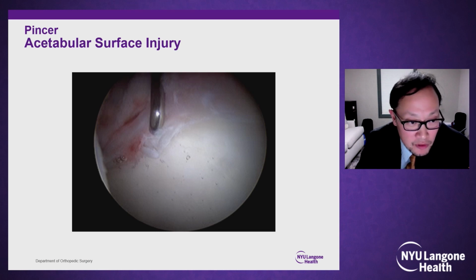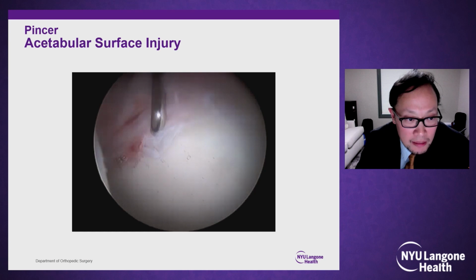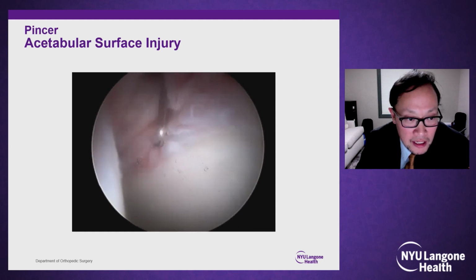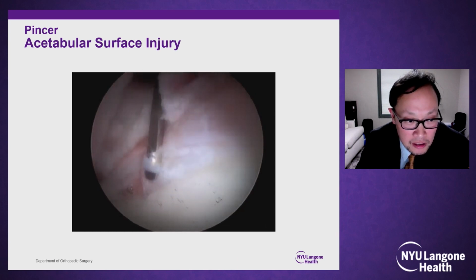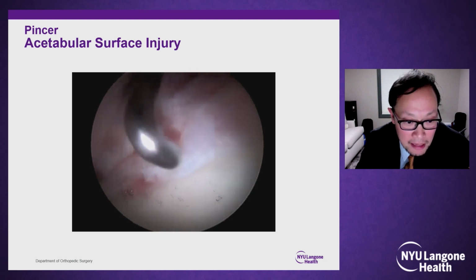This is an example of what a pincer labral injury looks like. You see erythema of the labrum. You get the idea that the ball is crushing the labrum right where the acetabular edge is.